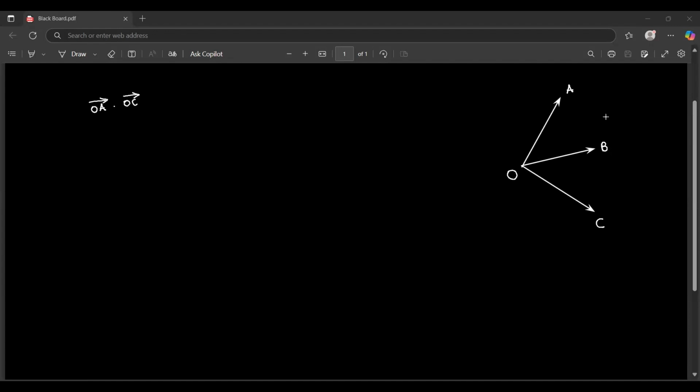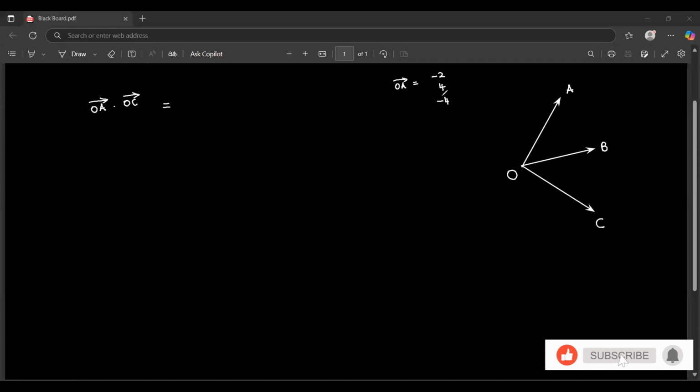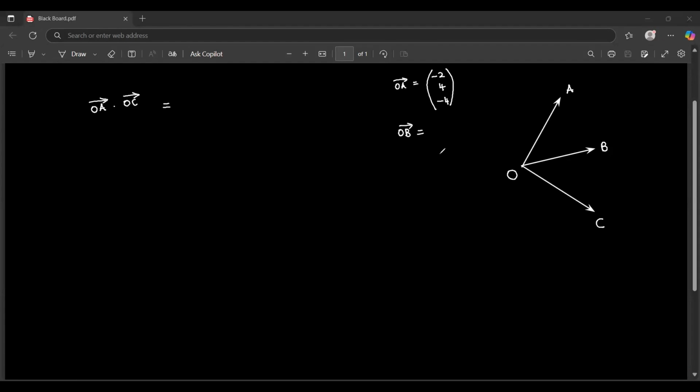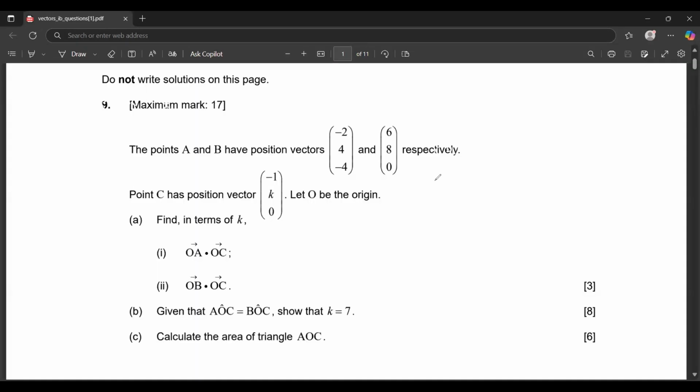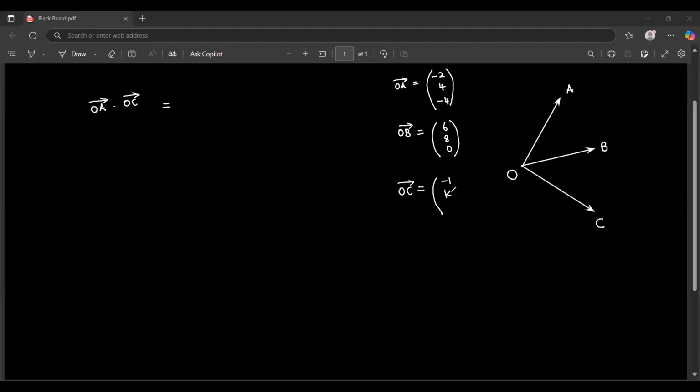Okay, so we know OA into OC will be equal to, since the question gives us OA is equal to -2, 4, -4, and OB is given as 6, 8, 0, and OC is given as -1, k, 0.